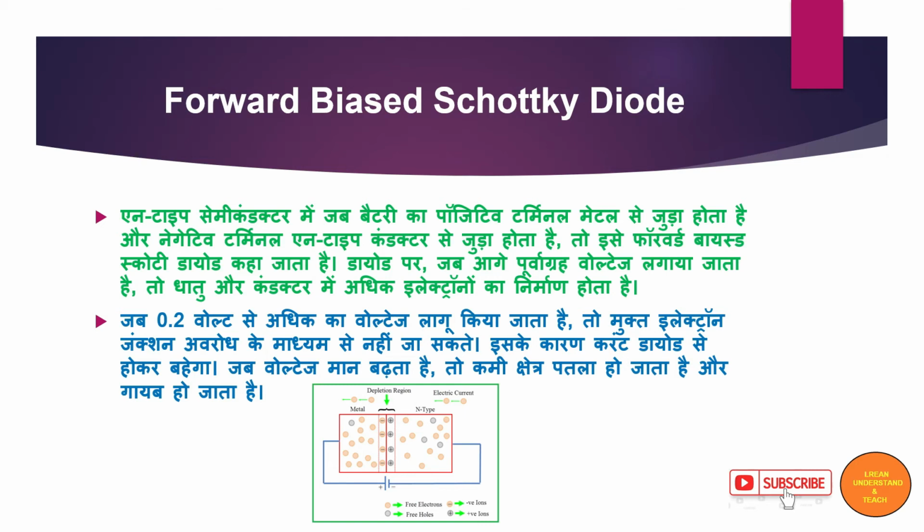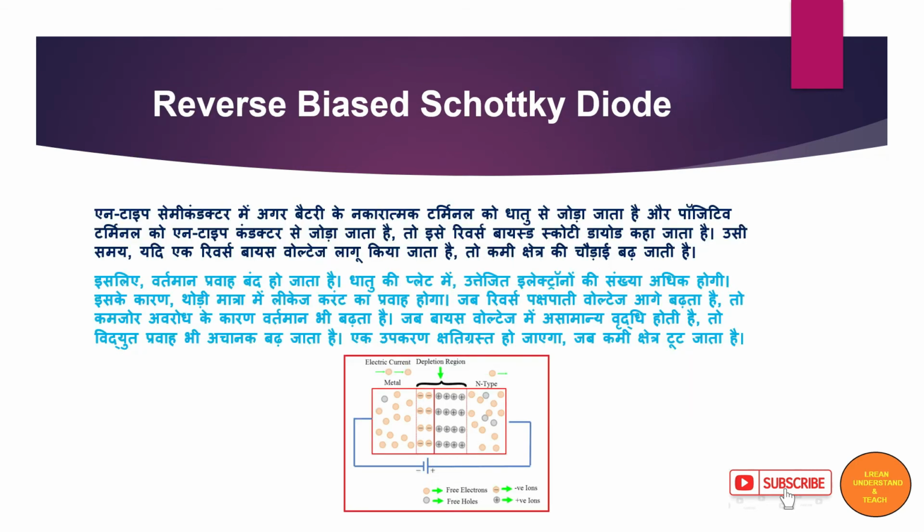Next one is reverse bias Schottky diode. In the N-type semiconductor, if the negative terminal of the battery is connected to metal and positive terminal is connected to N-type semiconductor, it is called as reverse bias Schottky diode. If a reverse bias voltage is applied, the width of depletion region increases. Therefore, the current flow stops in the metal plate.